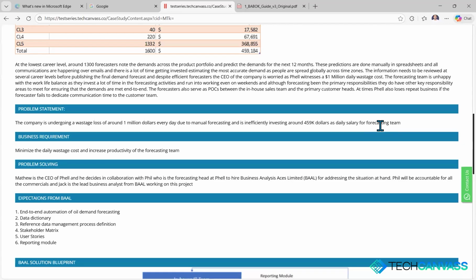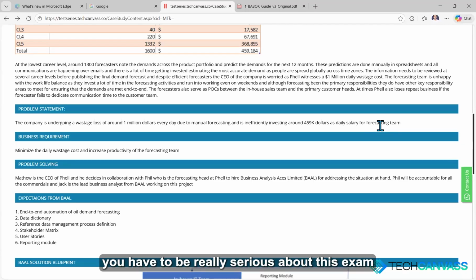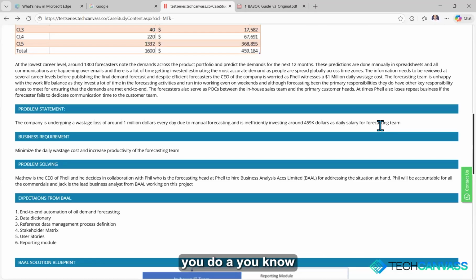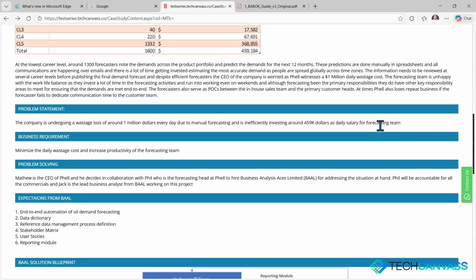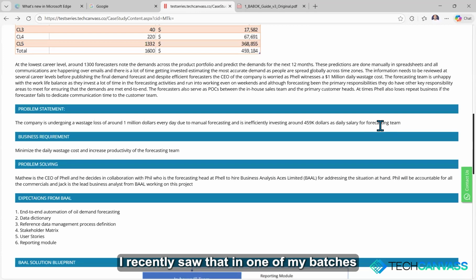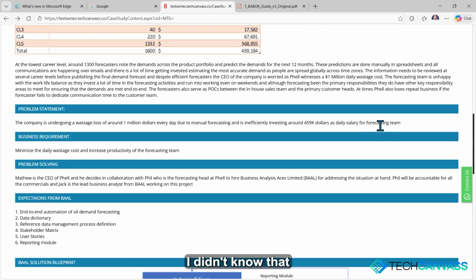Come on, this exam is not for kids, believe me. You have to be really serious about this exam. This is not some exam that you pay the fees, you do a 2-day training, and then you get a certificate. No. If you look at the IBA website, I recently saw that in one of my batches. 24,000 people have that certification of CBAP. Imagine 7 billion of population on this planet, and just 24,000 people have done that. Wow, really? I didn't know that.